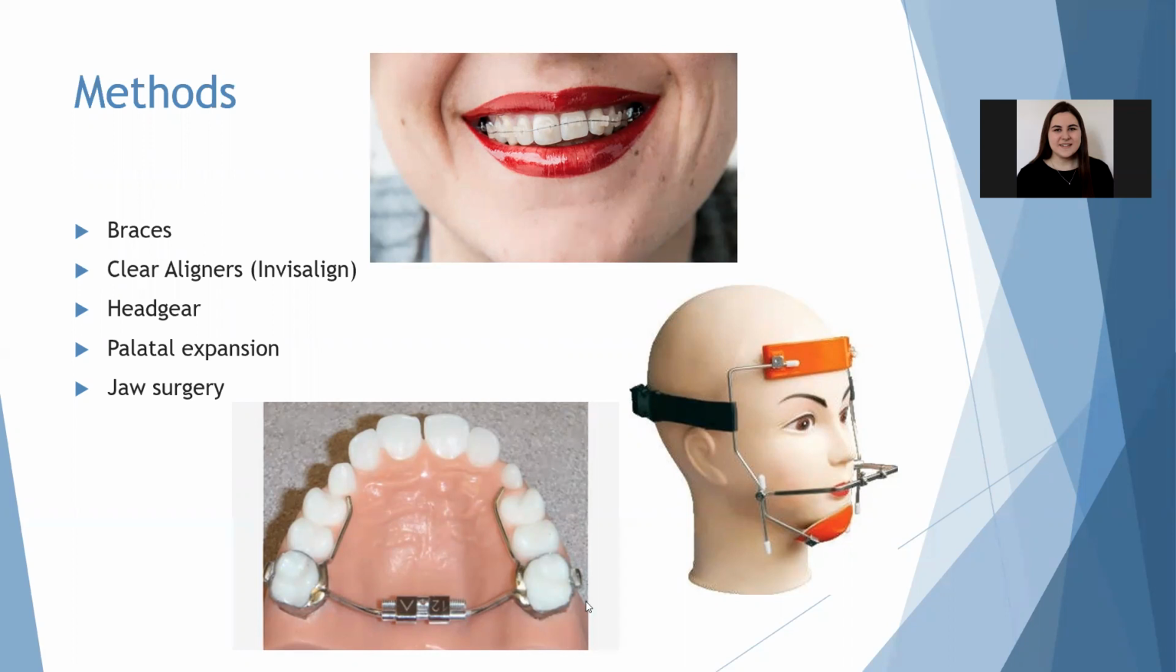And in more extreme cases, there's jaw surgery, which is sometimes required to fix severe malocclusions. And in this method, the bone is broken during surgery and is stabilized with titanium plates and screws to allow for healing to take place. And after the surgery, the regular orthodontic treatment can begin, and the teeth can then be moved to their final position.